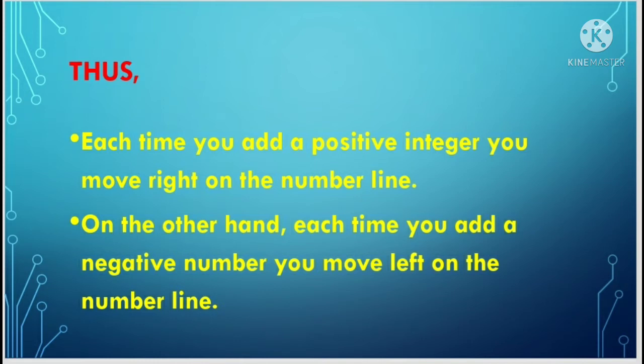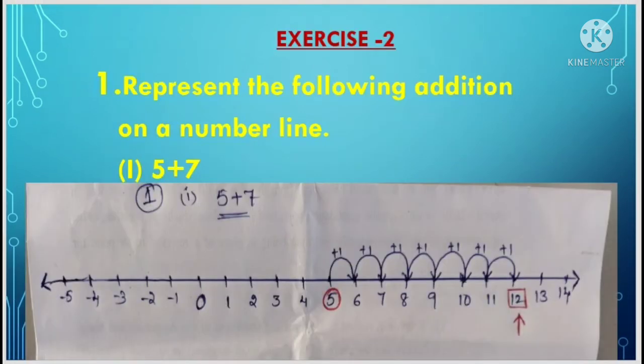Now going to the next one, that is exercise 2, some problems. The first problem: represent the following additions on a number line. The first question is 5 plus 7. Already you know, first of all we should draw a number line and mark the points on it. Our question is 5 plus 7. So we start from 5 and move 7 steps to the right of 5. We get 12. Is it clear to you?